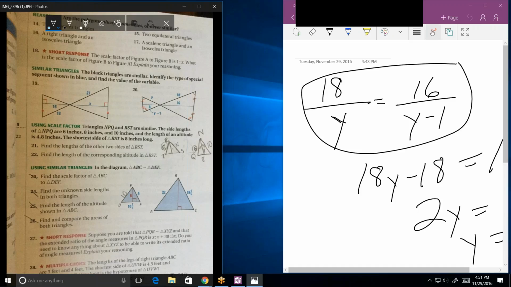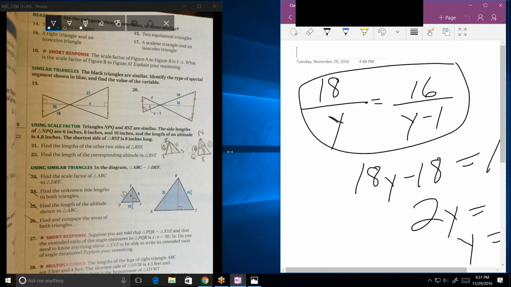All right. Let's draw a picture on the next one. 21.